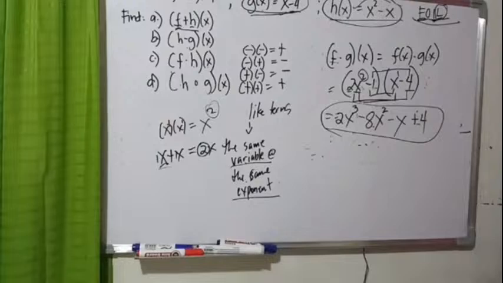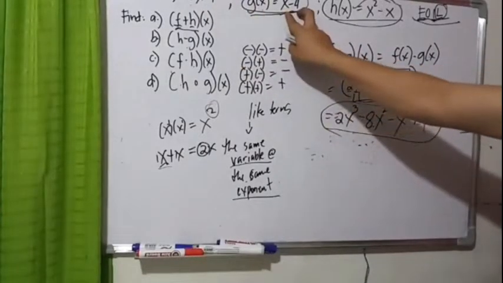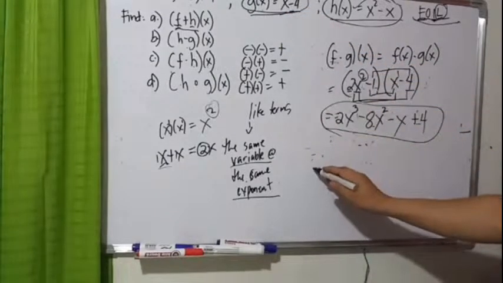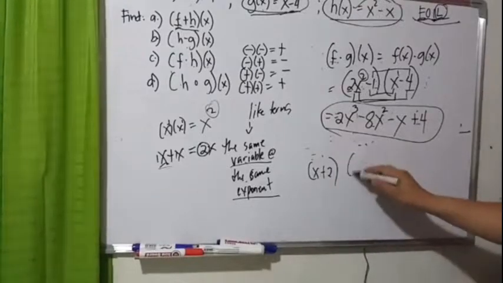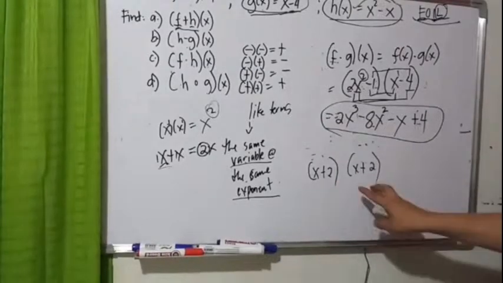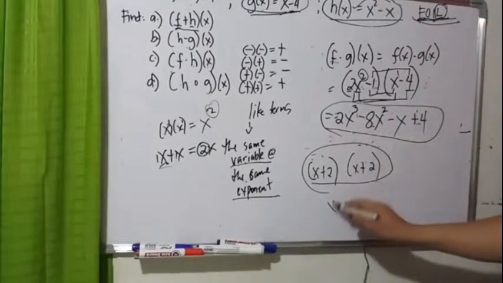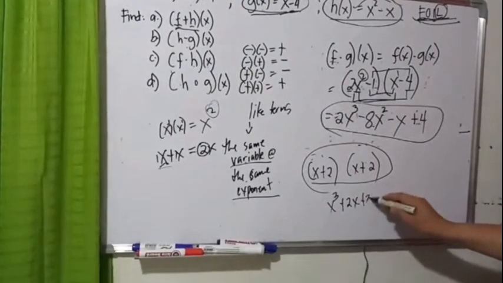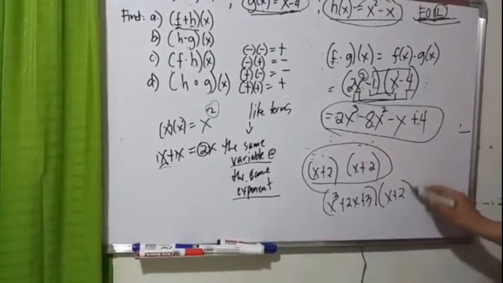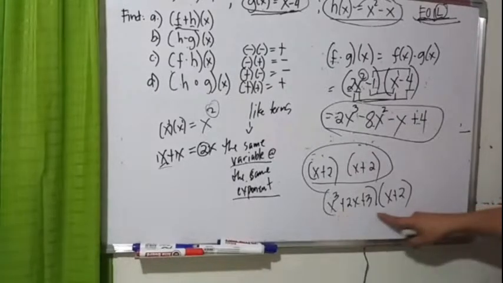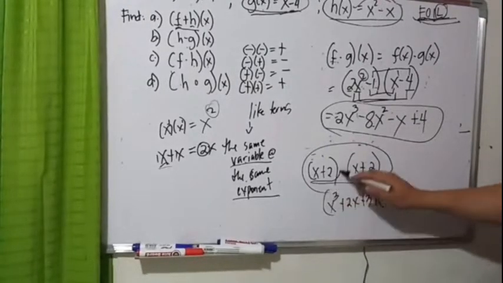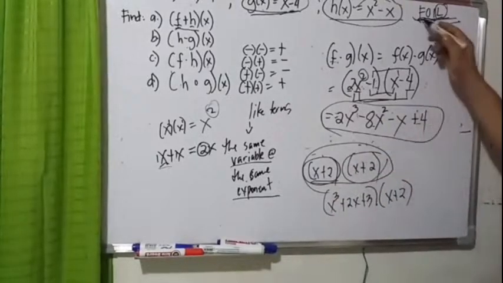When do we use FOIL? We use FOIL when there are two terms in f of x and two terms in g of x. For example, x plus 2 has two terms, and x plus 1 has two terms. So we will use the FOIL method. But if it is x cubed plus 2x plus 3 times x plus 2, we need to multiply term by term. But if all the given have only 2 terms, you will use the FOIL method.